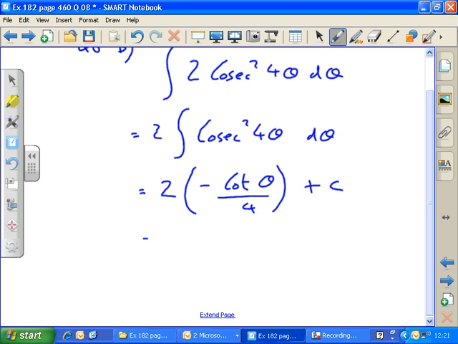So we can bring the minus outside, and 2 divided by 4 gives us 1/2. So this is minus 1/2 cot theta plus c.